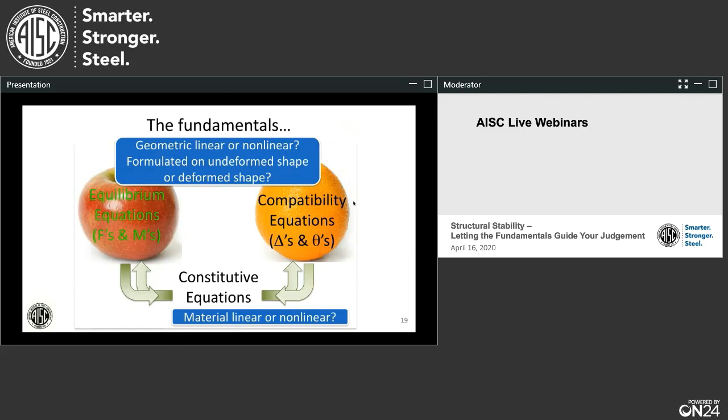So if you want to do a geometric nonlinear analysis, you formulate your equilibrium equations and your compatibility equations on the deformed shape. The second part of that is, all right, you got that down. How about material nonlinearity? I want to model yielding or concrete crushing or some combination. And the only way computer programs can do that is through the constitutive relationships, through the constitutive equations. So we have two forms of nonlinear behavior, one of them being accounted for through the equilibrium and compatibility equations, the other through the constitutive relationships that you use.